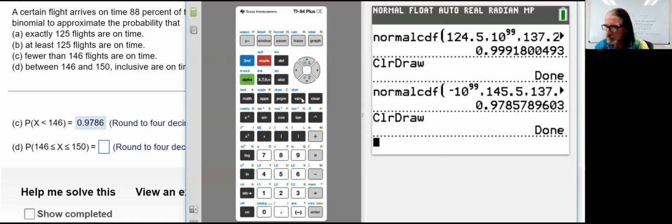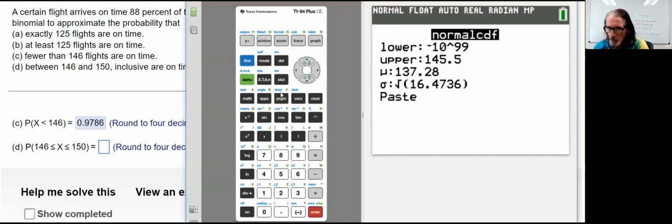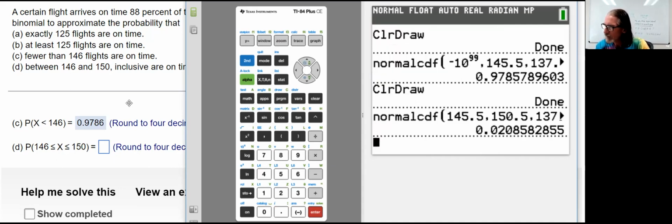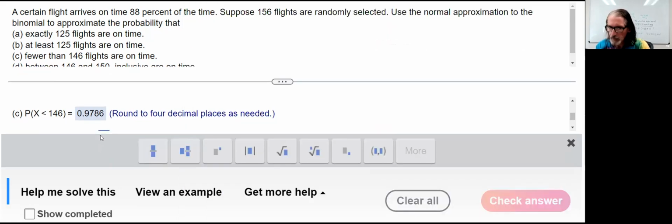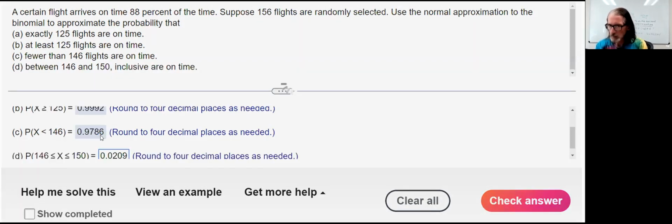So, normal CDF. We're going with that continuity correction. Same mu and sigma as in the previous parts. That's going to round up to 0.0209. And it's good.